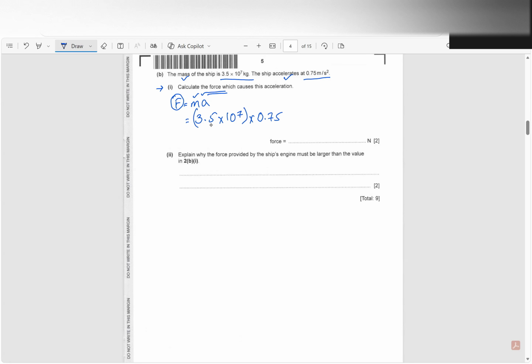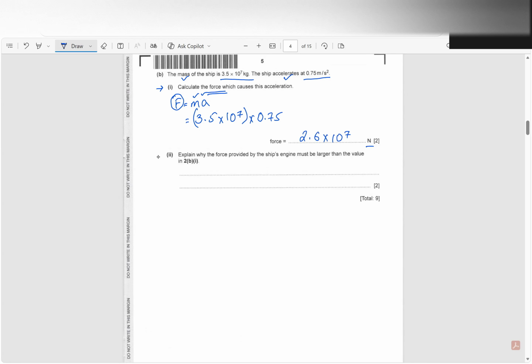Okay, so let's look into the answer. It's going to be 2.6 into 10 raised to power 7 newtons.